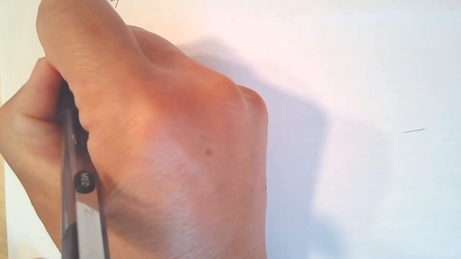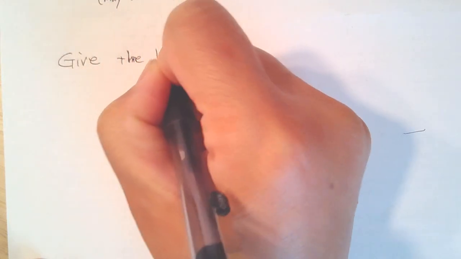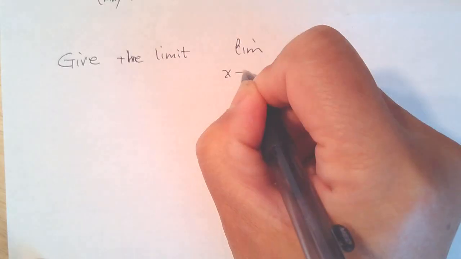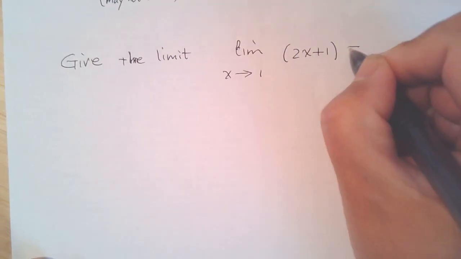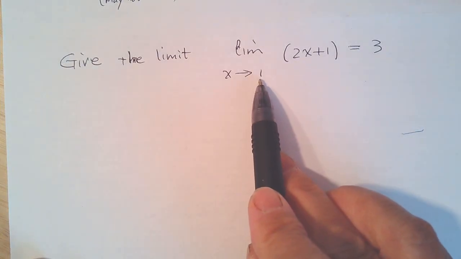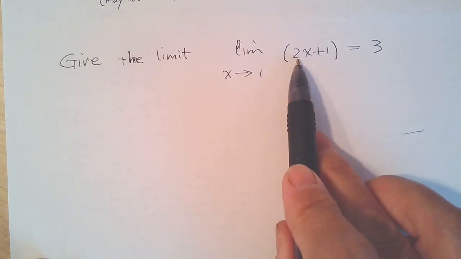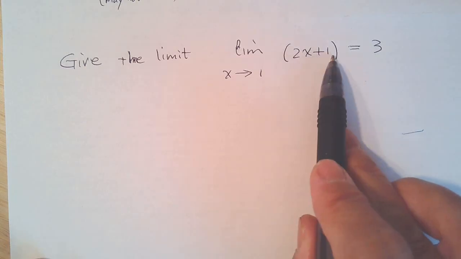Example 1. Given the limit as x approaches 1 of 2x plus 1 equals 3. I tell you that. But actually it's fairly easy, right? When x approaches 1 from both the left and the right side, then 2 times whatever number close to 1 is going to be 2 times 1, 2, plus 1, that's 3.